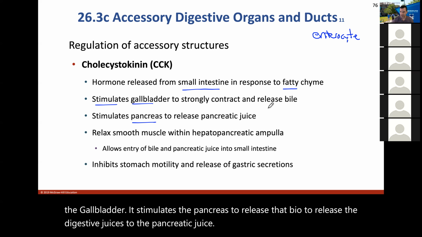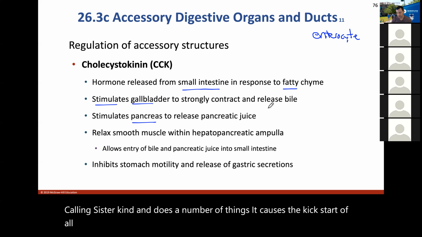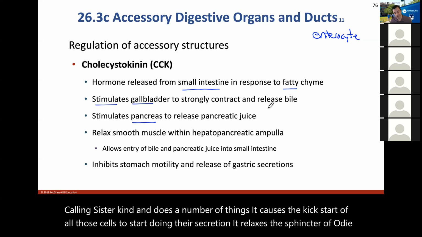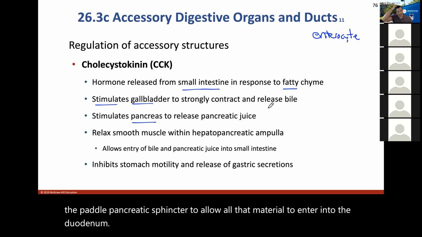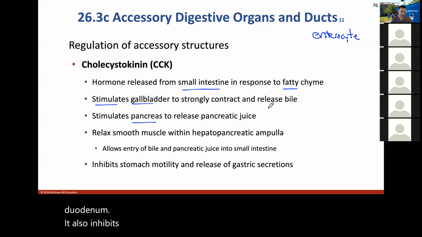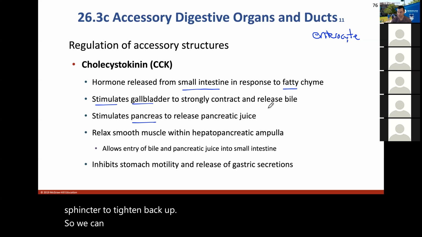Cholecystokinin does a number of things. It causes the kickstart of all those cells to start doing their secretion. It relaxes the sphincter of Oddi, or the hepatopancreatic sphincter, to allow all that material to enter into the duodenum. It also inhibits the motility of the stomach and causes that pyloric sphincter to tighten back up so we can properly digest our stuff.